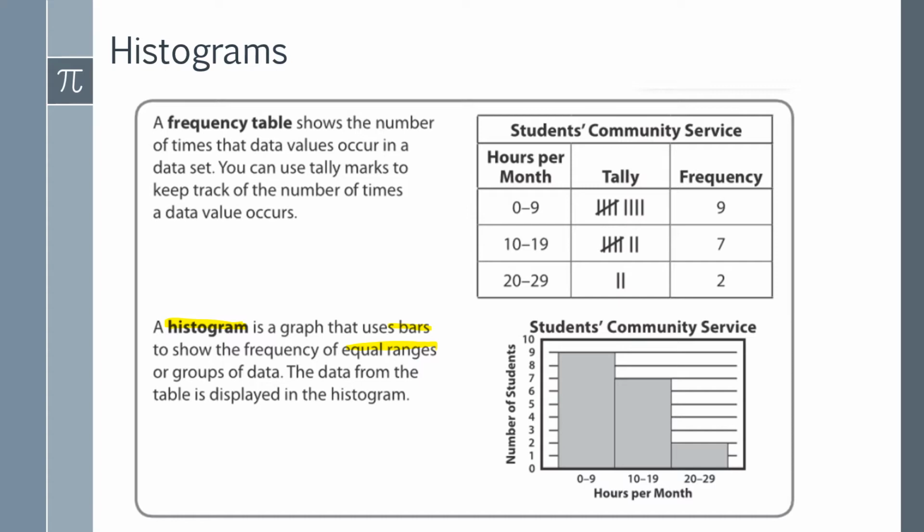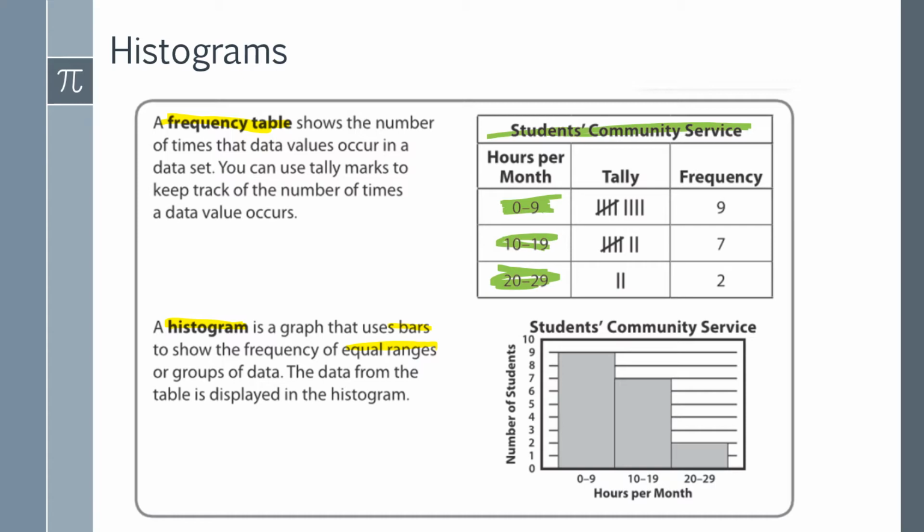So up here, the frequency table shows the number of times that data values occur in the data set. You can use tally marks to keep track of the number of times a data value occurs. This specific example talks about students' community service, and they have these intervals: 0 to 9 hours per month, 10 to 19, and 20 to 29. If we surveyed a student and asked how many hours per month they served, and they said 7, then 7 would fit in the 0 to 9 category. So that's how it works.